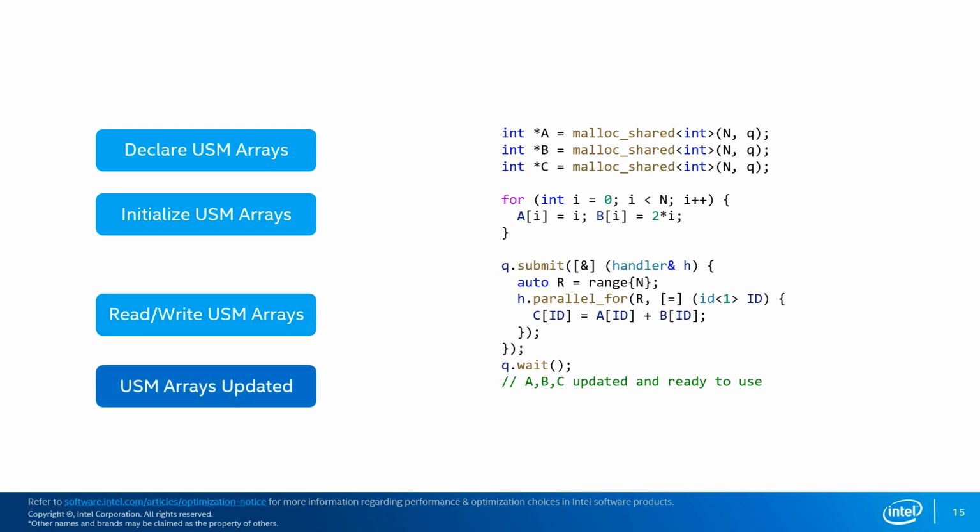Finally, we wait for our kernel to finish executing. After it is finished, we can then proceed to read the results of our addition in array C on the host. The programmer does not have to specify any data movement. Simply reading array C on the host will bring the memory to where it is being used.